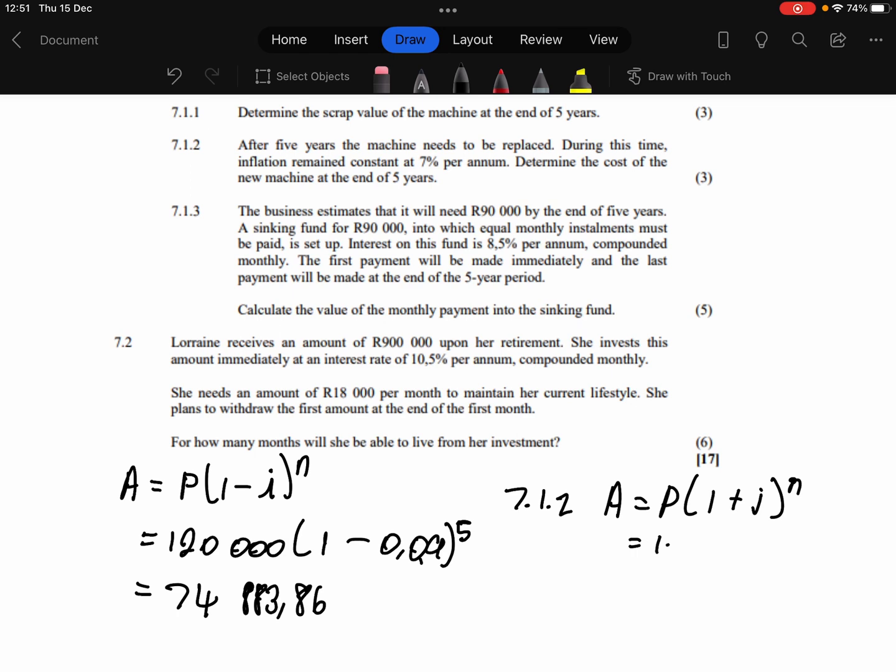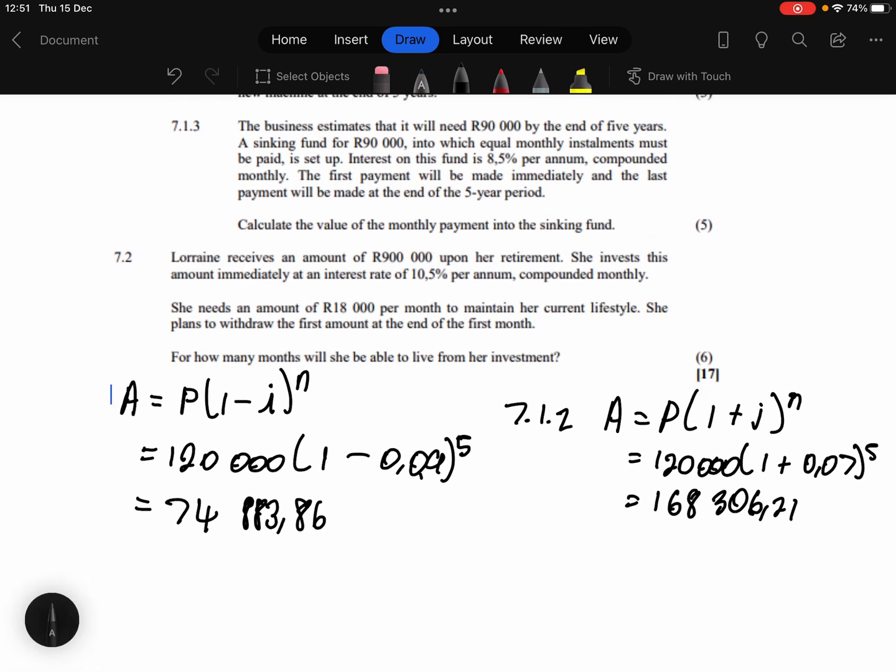Okay, again, our principal amount is 120,000. That's the amount we started off with. 1 plus i. The inflation rate is now 7%, so converted to a decimal is 0.07, to the power of 5, because that's the number of years we are inflating for. At the end of 5 years, the equipment will be 168,306.21.